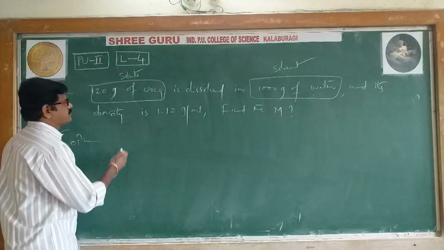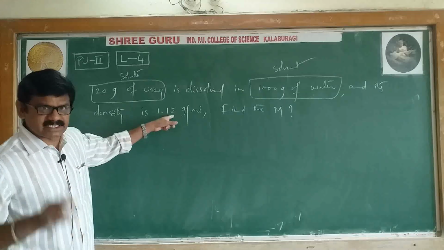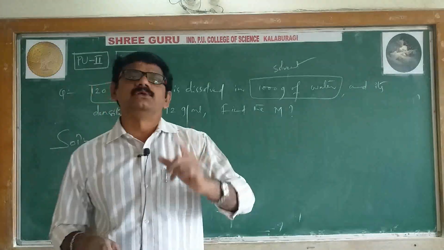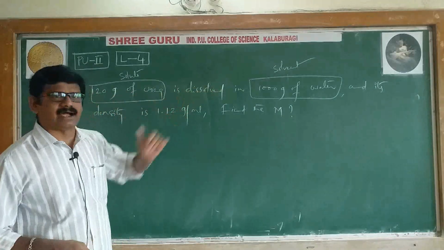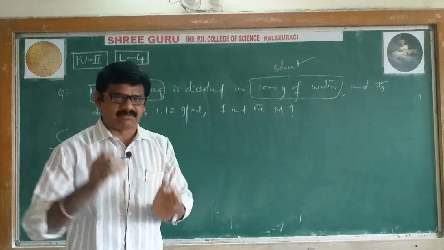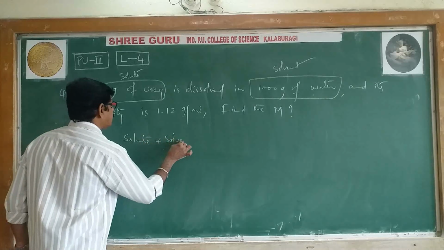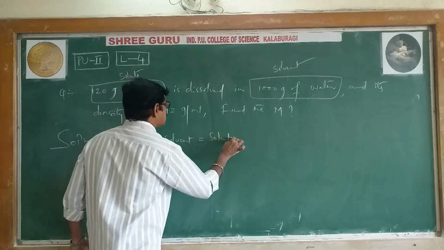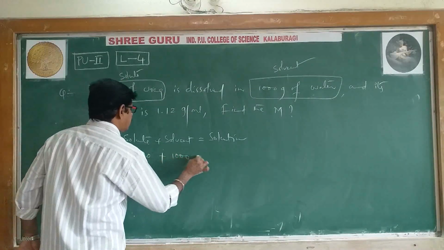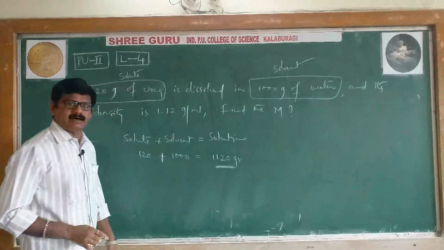Right. We'll do one thing. Because the solution density is given, the solution volume is needed. For the solution volume, first we need the solution mass, but here the solution mass is not there. Solute mass is there, solvent mass is there. Just add them, and you will get the solution mass. Therefore, solute plus solvent will give solution. Solute is 120 grams plus solvent is 1000. If you add, 1120 grams is the mass of solution.